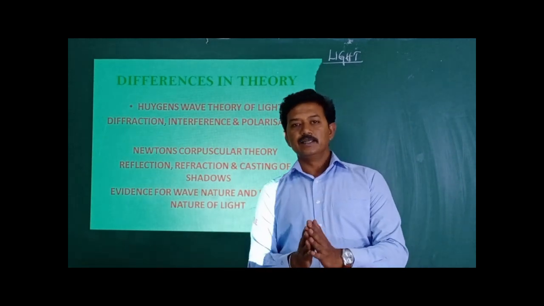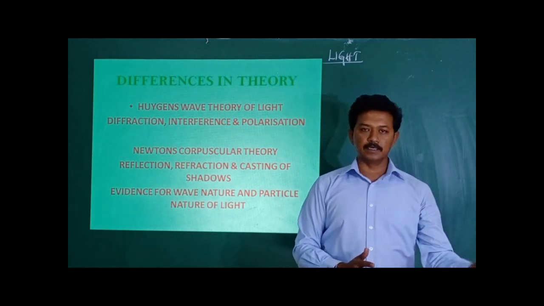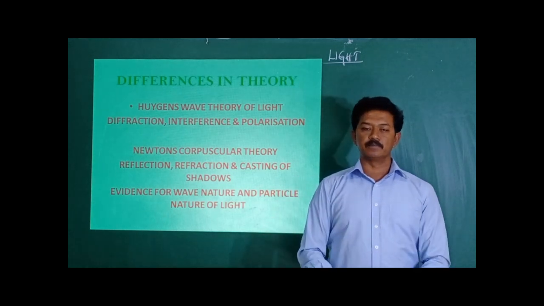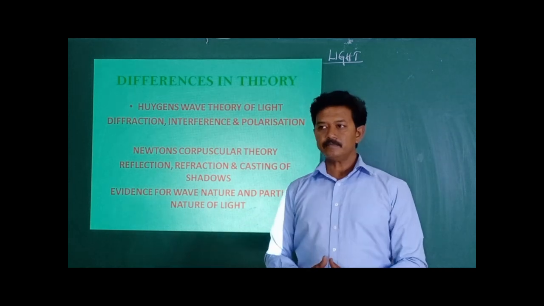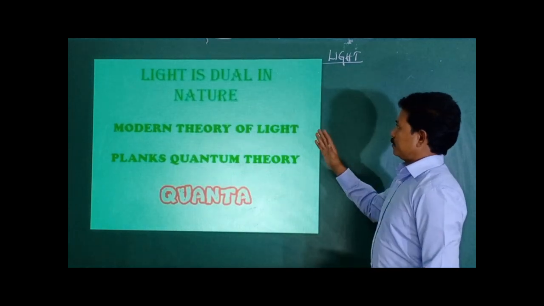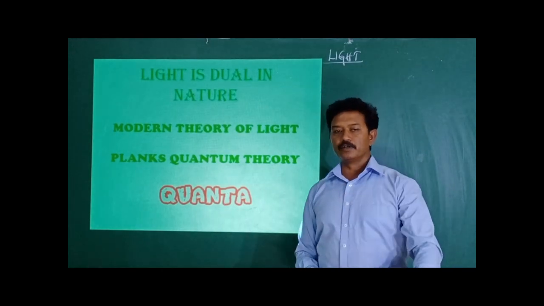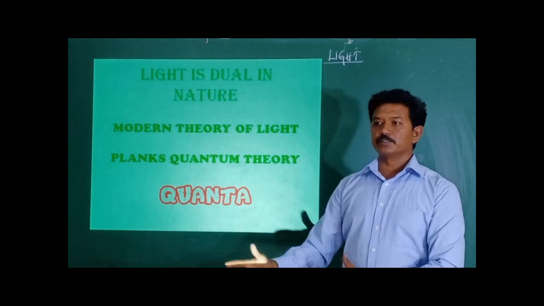So in the sense, light appears to be exhibiting the properties of a particle nature, and also it is exhibiting the property of a wave nature. So that means light has dual nature. Right. So keeping this in mind, Max Planck does more investigations, more experiments on light, and comes out with the modern theory of light.